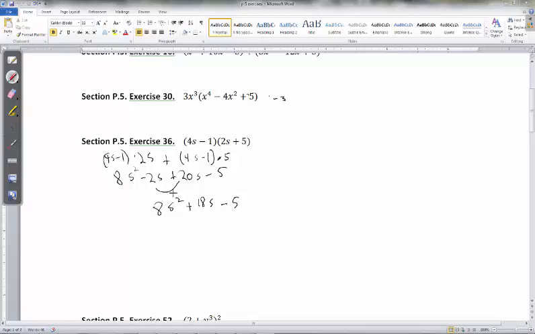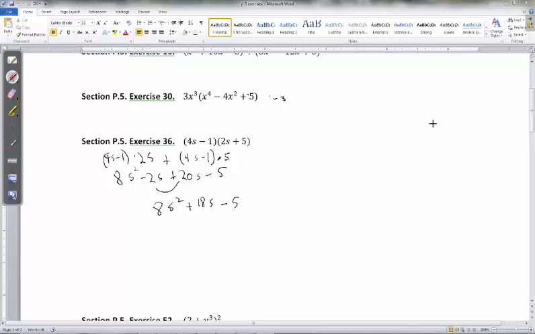Thing is, you could get all of these same 4 terms by just starting in one parentheses and taking all of your terms times all of the terms in the other parentheses. So take 4s times 2s, you get the 8s squared. 4s times 5, you get the 20s. Take your negative 1 times the 2s, you get negative 2s. Negative 1 times the 5, you get negative 5.